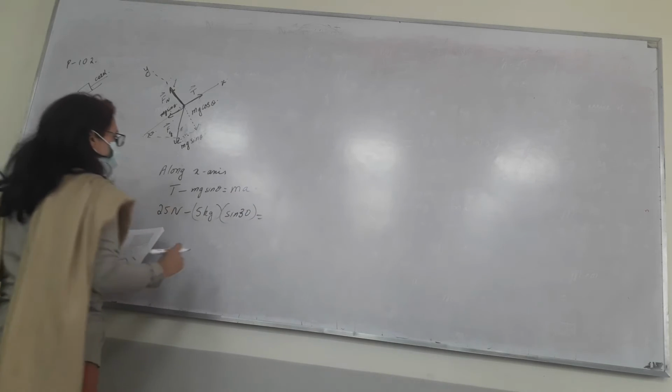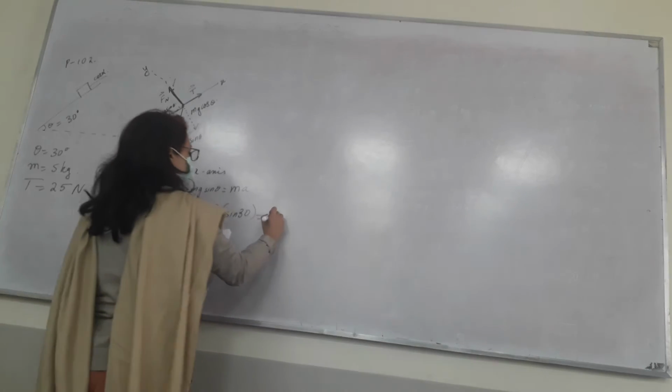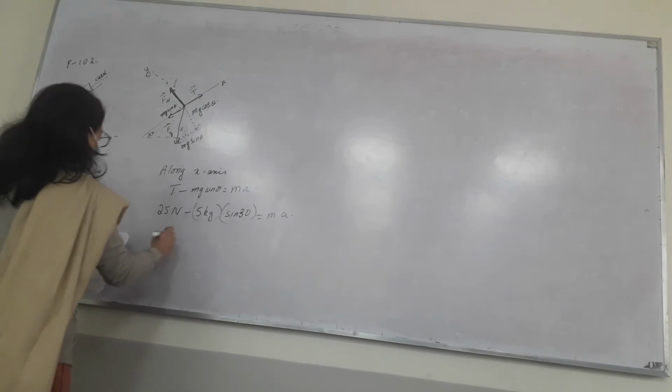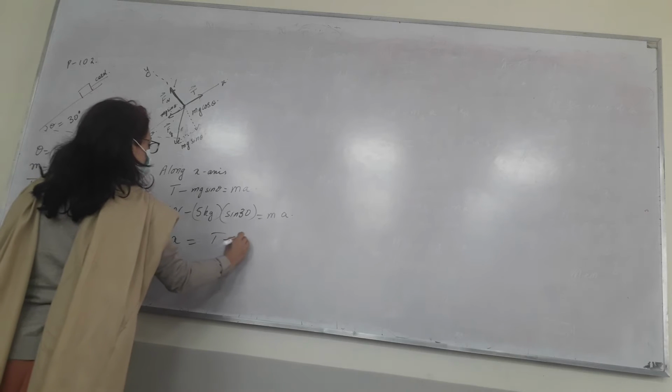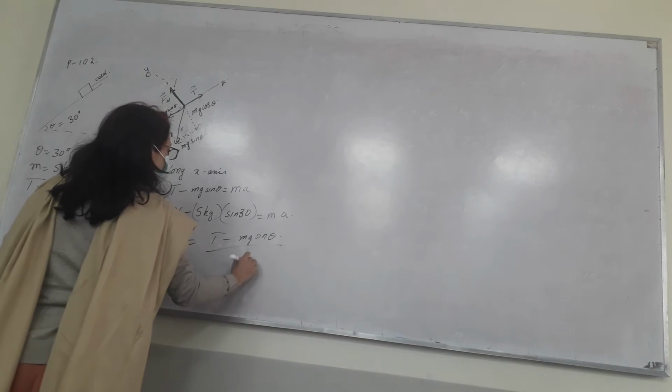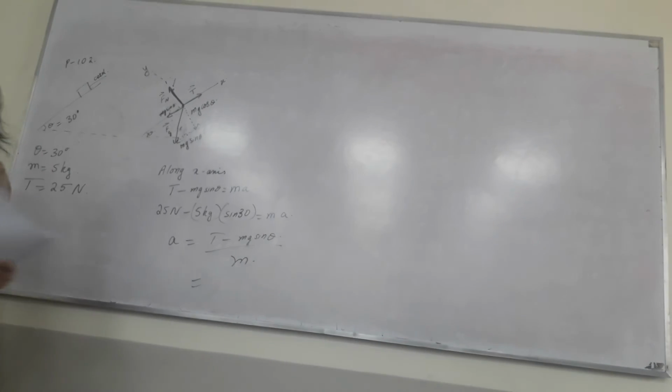And this will be equal to, again, m multiplied by a. So we can also bring the a to this side. a is equal to T minus mg sine theta over m. Now you can put the values and you can find this answer.